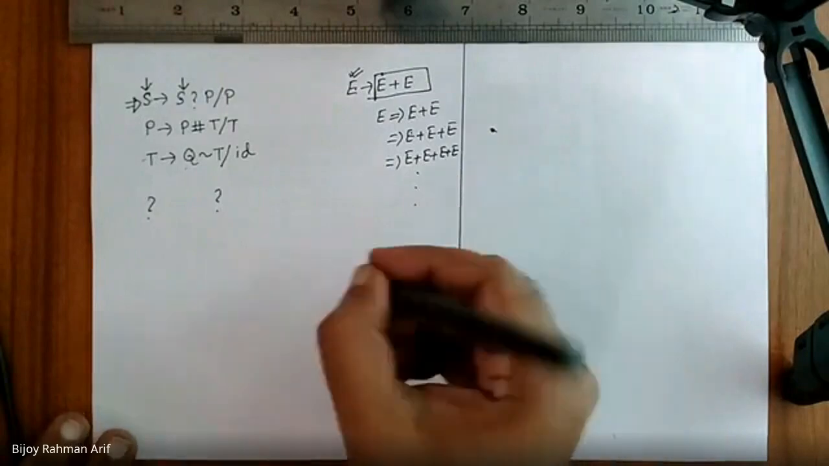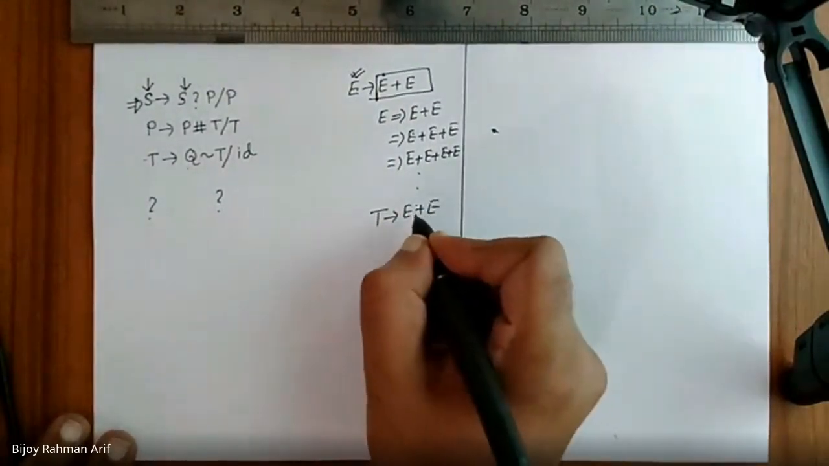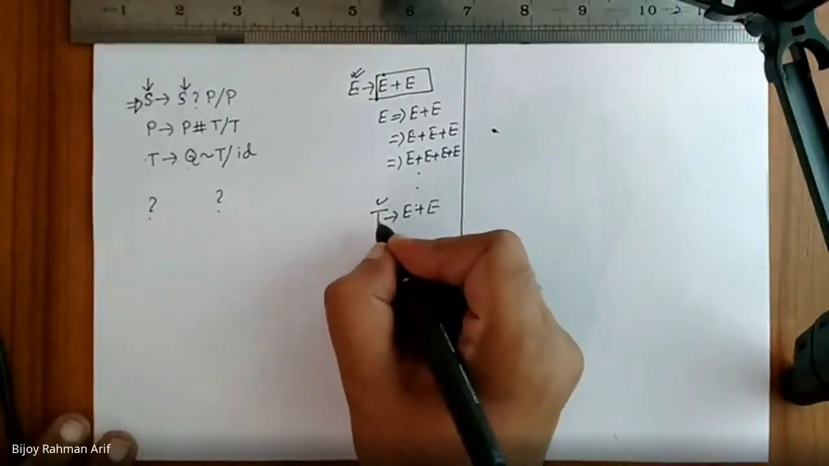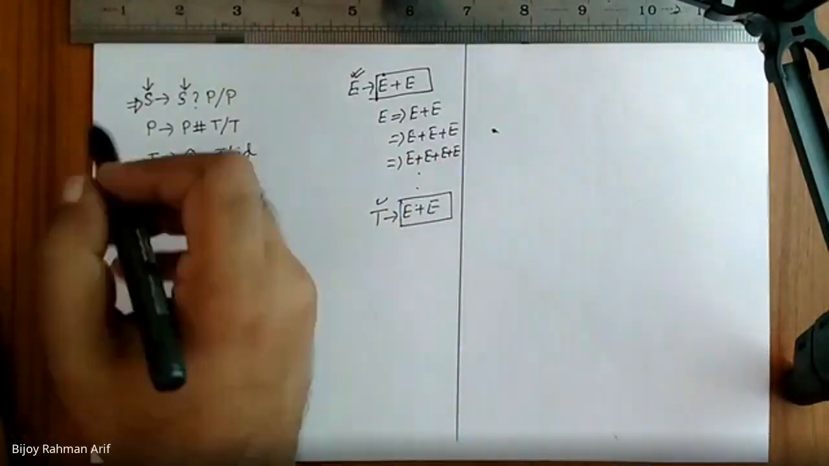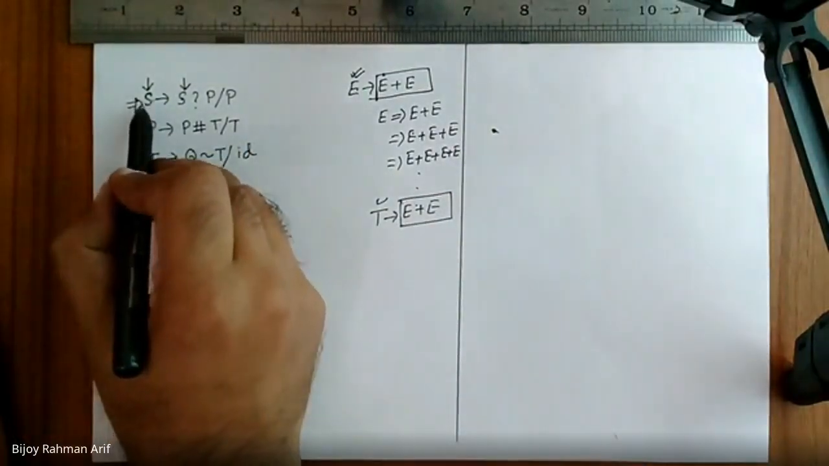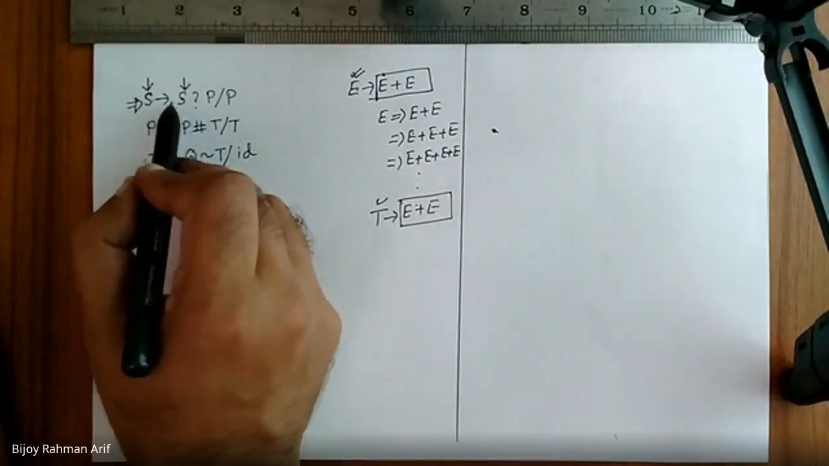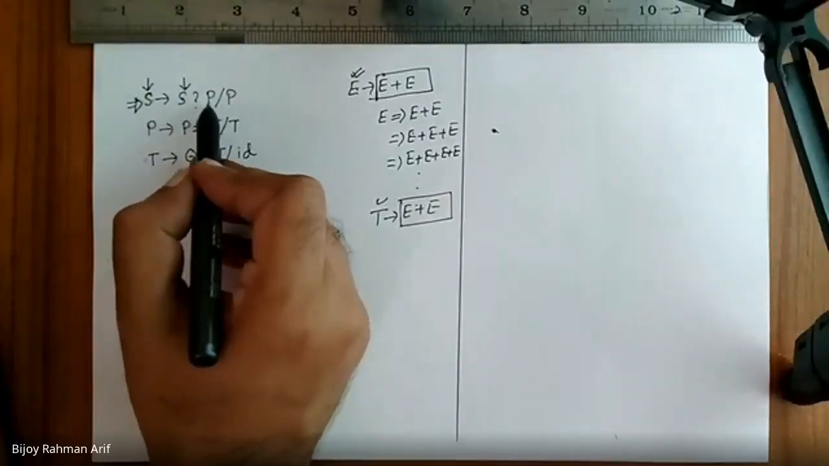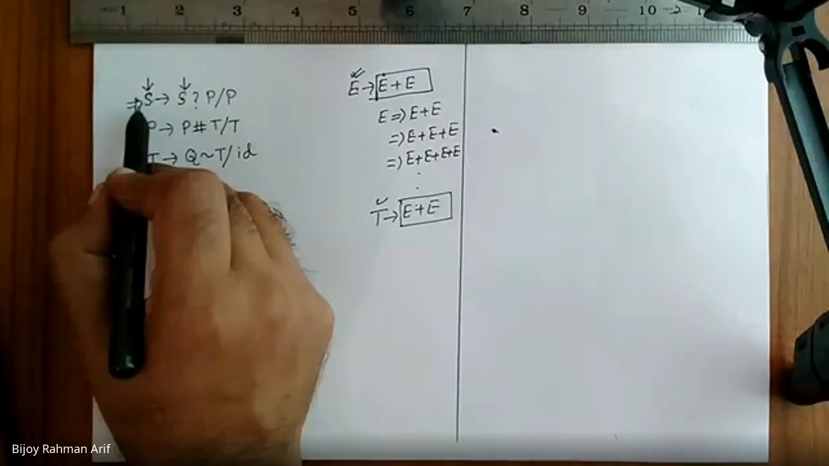But if I write T derives E plus E, is it recursion? No, this is not E. This is T. So how can you use this product? In this case, on the left side there is an S, and on the right side, in the leftmost position, there is an S. So what type of recursion is this? Left recursion. What is on the rightmost position? Is this actually S? No. So is it recursion? No, sir.